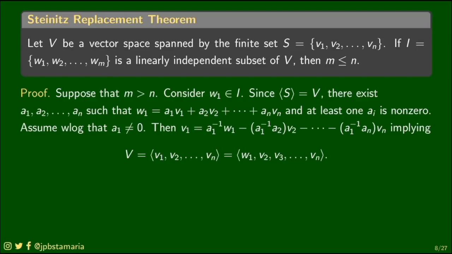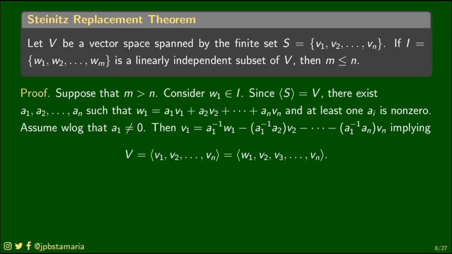Alright? So as you can see, I was able to express V1 simply as a linear combination of W1, V2, and up to Vn. Hence, if V is the span of V1 up to Vn, and V1 is just in the span of W1, V2 up to Vn, then basically you can replace V1 by W1 in the set and get the same span. Because whatever V1 can do, W1 can also act on behalf of V1.